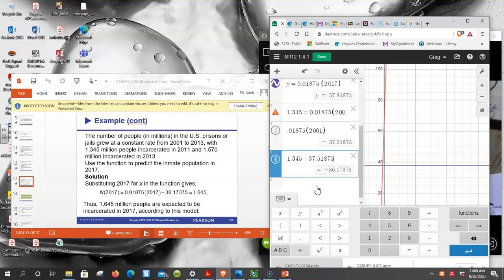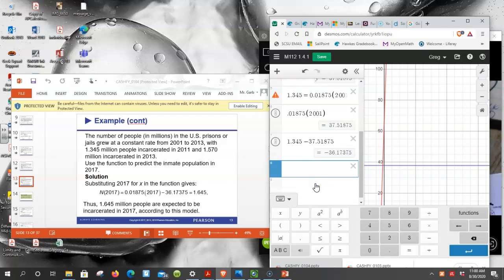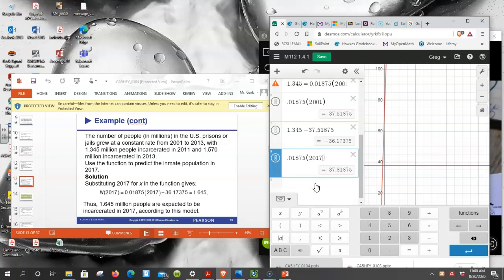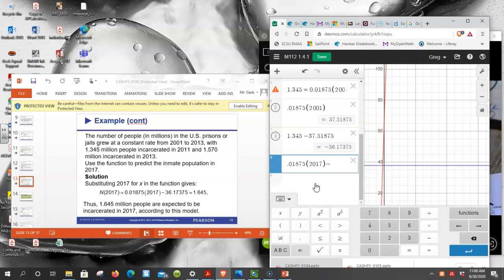So therefore, we can finish that previous problem when they said 2017. It's going to be y equals, so the number we're looking for is equal to the slope, 0.01875, times 2017, and then you have to add the y-intercept, plus b, but b is negative. That's why it looks confusing.